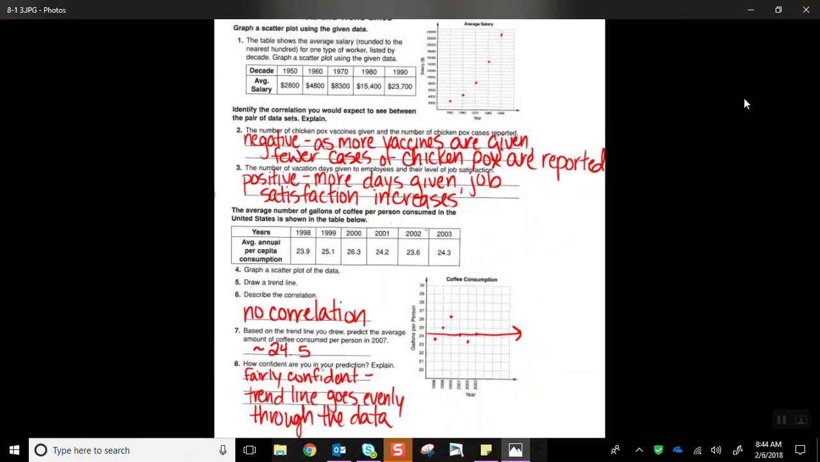And the last page, again, drew the scatter plot from number 1, so just make sure your points pretty much match up. Number 2 is real tricky. It says the number of chickenpox vaccines given and the number of chickenpox cases reported. This is a negative correlation, so you have to kind of understand how a vaccine works. Vaccines are given to control the disease. So the more vaccines that are given, the fewer cases of chickenpox would be reported. Fewer people would be getting it.